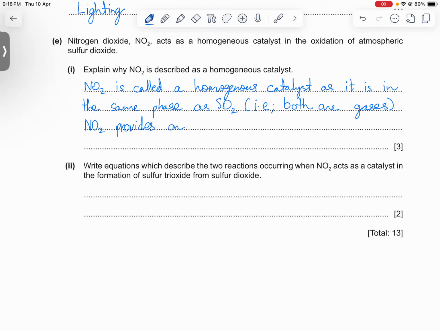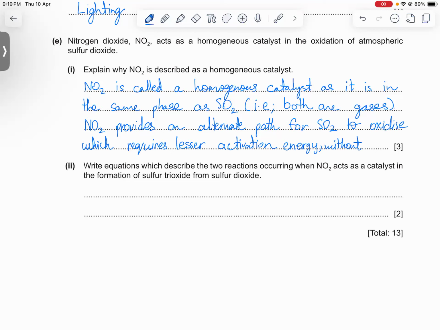provides an alternate path for SO2 to oxidize, which requires lesser activation energy without being used up itself. This is a complete answer.